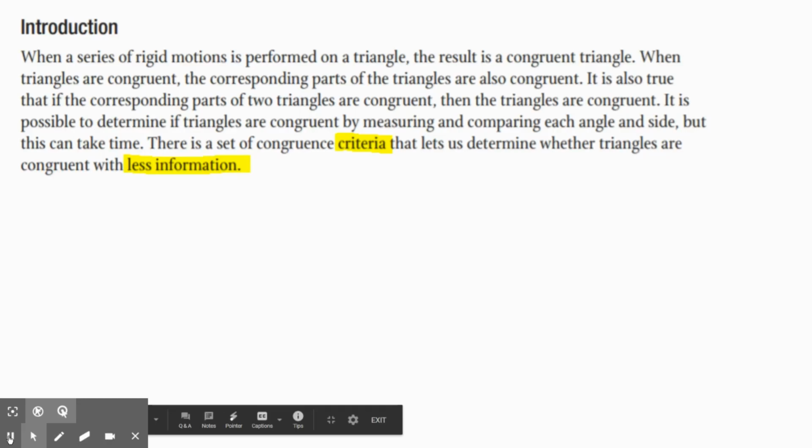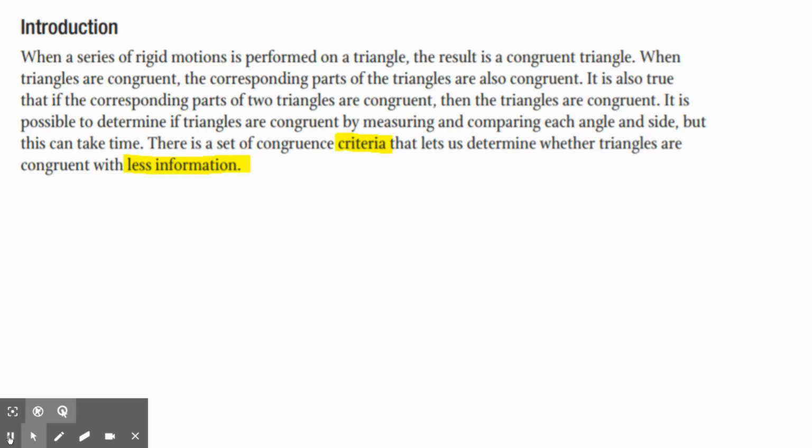When a series of rigid motions is performed on a triangle, the result is a congruent triangle. And when triangles are congruent, the corresponding parts are also congruent. But in this section, we're going to take a look at a set of congruence criteria that lets us determine whether triangles are congruent with less information.